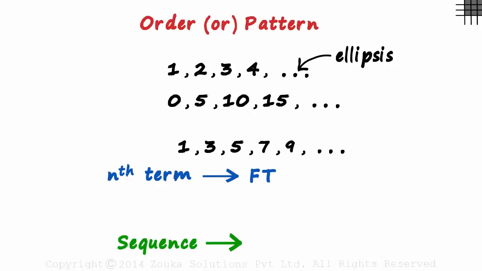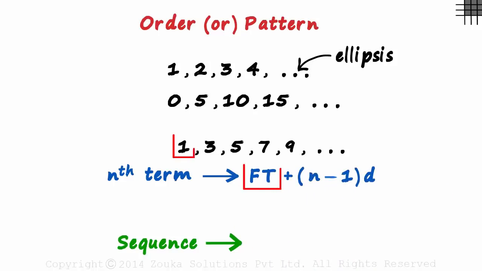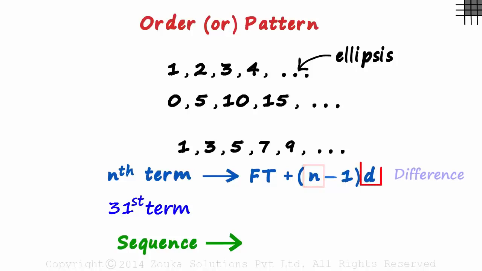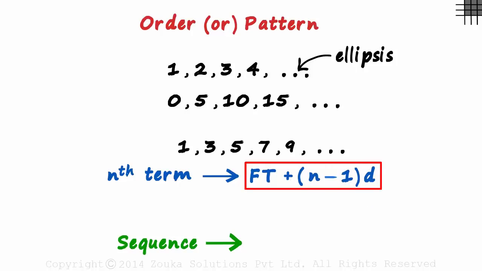It is the first term plus n-1 times d. The first term is the first term, n is the term number. So if we want to find the 31st term, we just substitute 31 in place of n. And d is called the difference between any 2 continuous terms. It's called the common difference. It's extremely simple to derive this formula, but you don't really need to know it for your exams. So don't dwell too much over it.